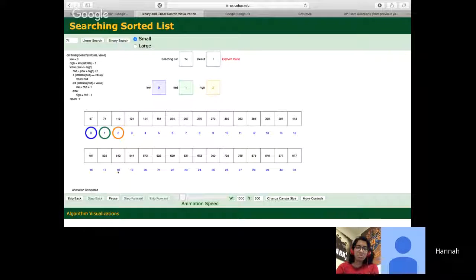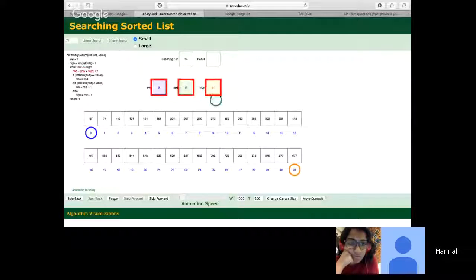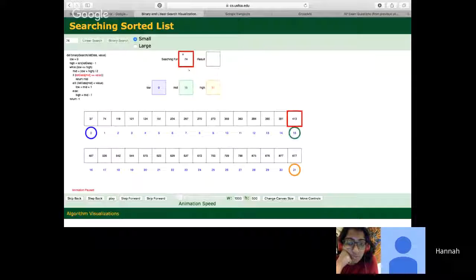Oh, you can pause it. Okay, I'm going to do it one more time and we can pause it each time it goes through. Binary search. Okay, so we're searching for 74 up here. And so this is our array that we are searching through.